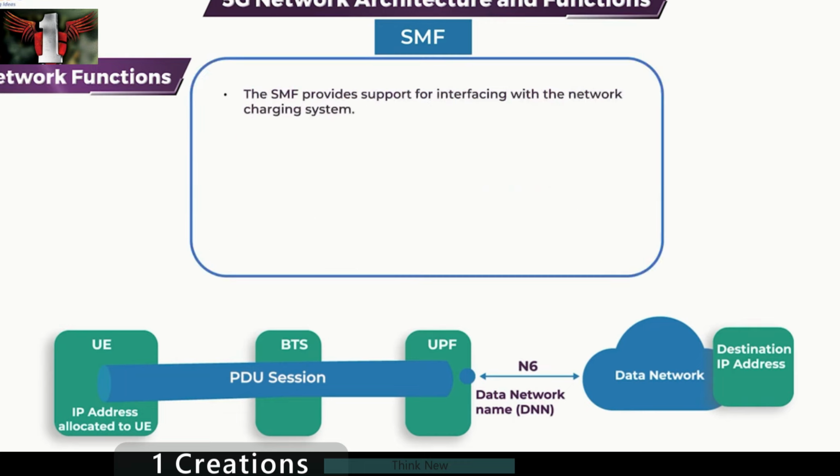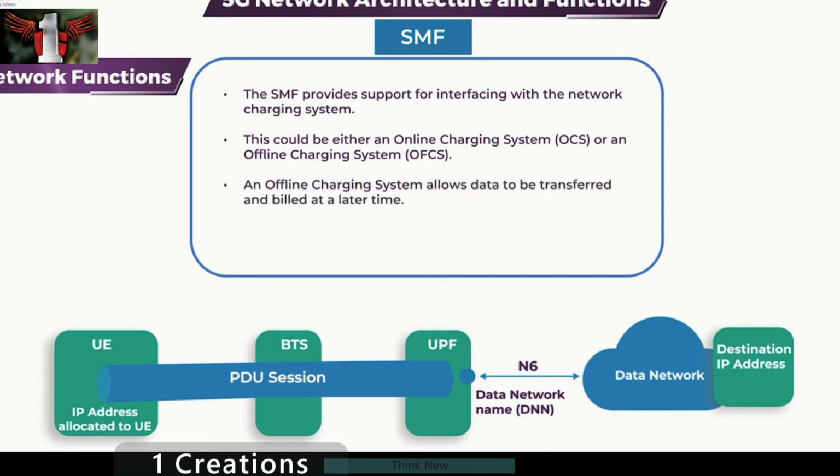The SMF provides support for interfacing with the network charging system. This could be either an online charging system, OCS, or an offline charging system, OFCS. An online charging system involves the authorization of data transfer before it is transferred. For example, for a prepaid mobile broadband subscription. An offline charging system allows data to be transferred and billed at a later time.